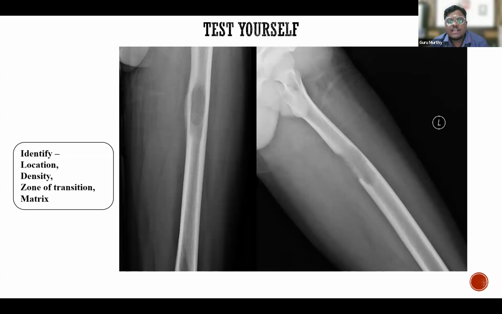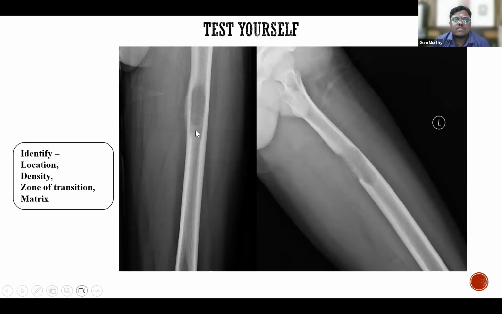This is a frontal and lateral radiograph of the thigh of a skeletally mature patient. Then I will localize the lesion longitudinally. This is in the metaphysis, that is, the proximal metaphysis. And the density of the lesion: it is a lytic lesion. Coming to the zone of transition, this is the trick now. If you see the frontal radiograph, it appears as though it is very well defined, like there is a narrow zone of transition.